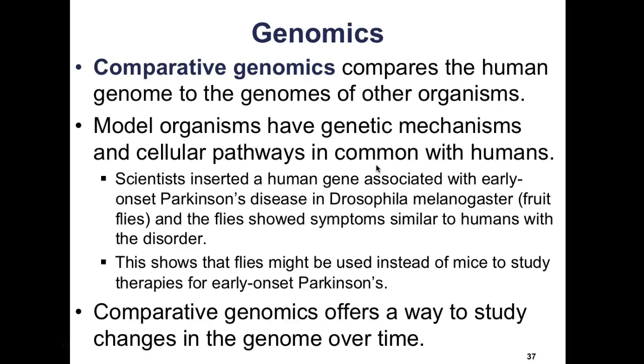Comparative genomics compares the human genome to the genomes of other organisms. Model organisms have genetic mechanisms and cellular pathways that are common to ours. Scientists inserted the human gene associated with early onset of Parkinson's disease into Drosophila melanogaster, the fruit fly, and the flies showed symptoms similar to humans with the disorder. This shows that flies might be used instead of mice to study therapies for early onset of Parkinson's. Comparative genomics offers a way to study changes in the genome over time.